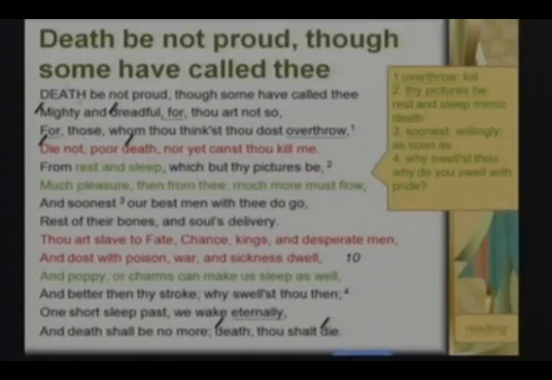Here death is personified, like in the poem Because I Could Not Stop for Death. There, death is presented as a gentleman. Here, death is presented first as a creature, poor death. Just a poor creature.